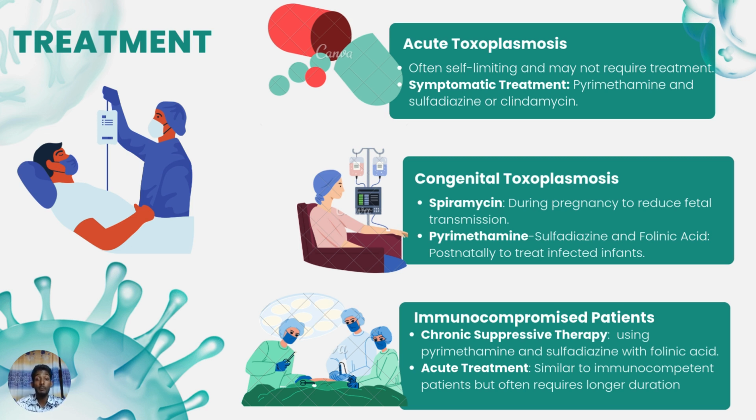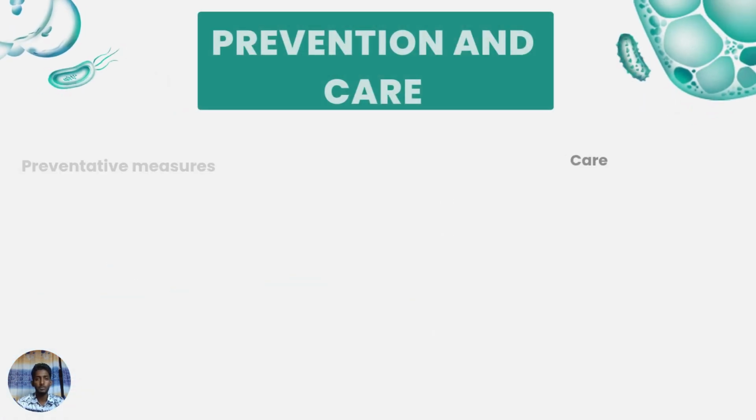Now moving on, in immunocompromised patients, chronic suppressive therapy is used with the previous medication as mentioned before, but with folinic acid. Right. Sorry for that. In acute treatment, it is similar to immunocompetent patients, but often requires longer durations. So, because here the patients are often asymptomatic and present with mild symptoms.